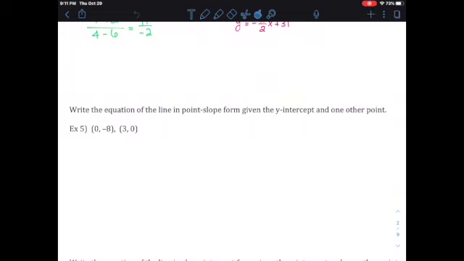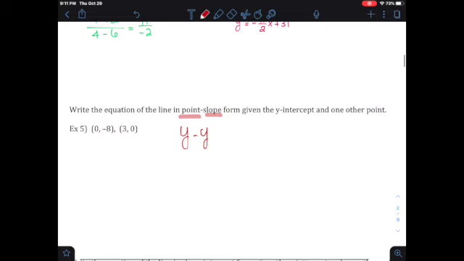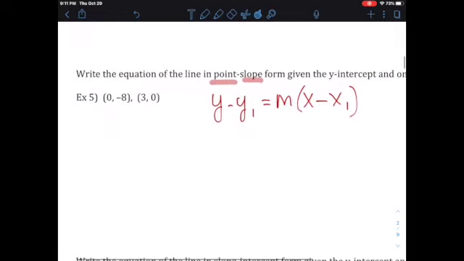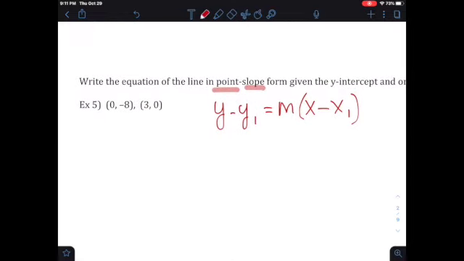Example number 5. Write the equation of the line in point-slope form given the y-intercept and another point. So point-slope form: y minus y1 equals m times x minus x1. Now notice we don't have a slope. Because we don't have a slope, we have to find slope first, because I want it in point-slope form. I usually like to do front minus the back so I don't forget. Front minus back, and don't forget the y goes first.